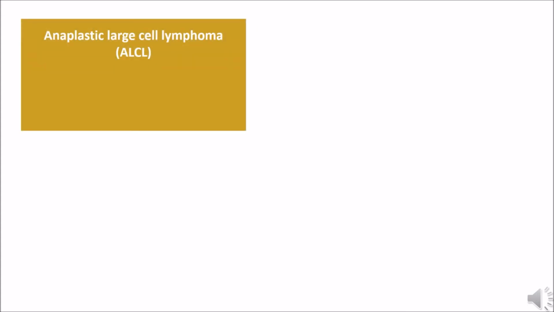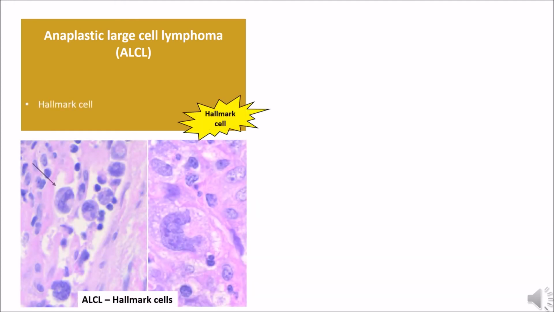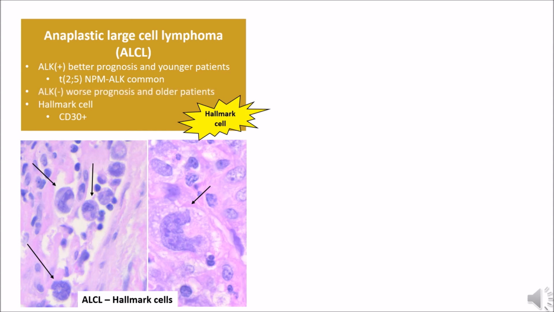Anaplastic large cell lymphoma, ALCL, is an aggressive T-cell lymphoma characterized by horseshoe-shaped hallmark cells with eccentric nuclei and prominent nucleoli. Similar to Reed-Sternberg cells of classic Hodgkin lymphoma, these cells are CD30 positive. Anaplastic lymphoma kinase, ALK, is positive in a proportion of cases associated with good prognosis in younger age. A common translocation in these cases is the translocation 2;5 that leads to fusion of NPM1 and ALK. ALK-negative cases are more common in older patients and carry a worse prognosis.